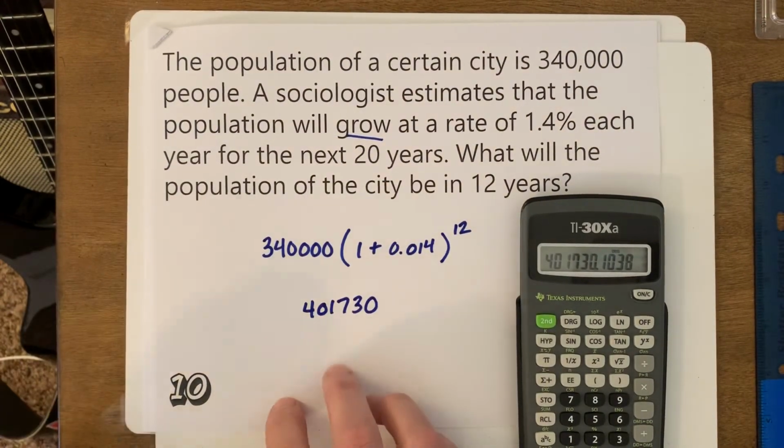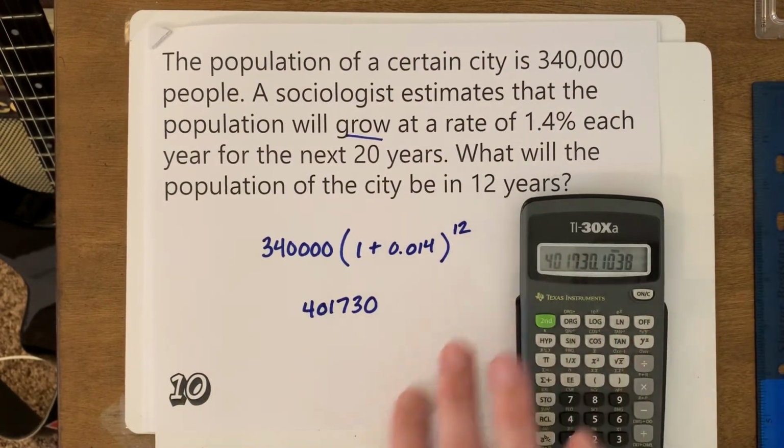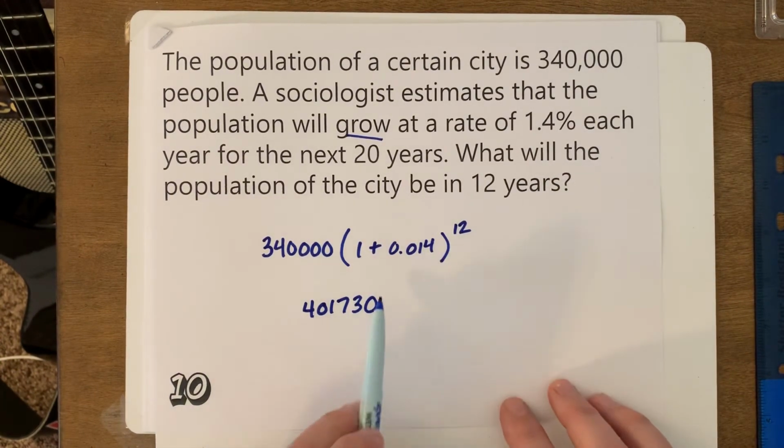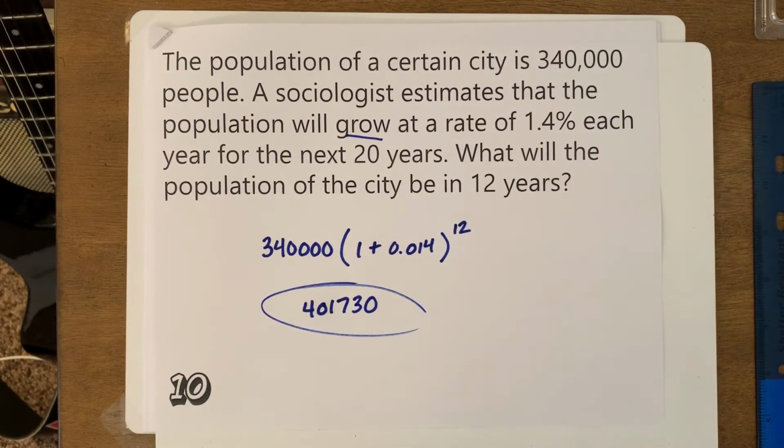401,730 people. And so I don't want that decimal part because you're not going to have decimal parts of people. You need to have a whole number. So this answer right there would be the one that I would write.